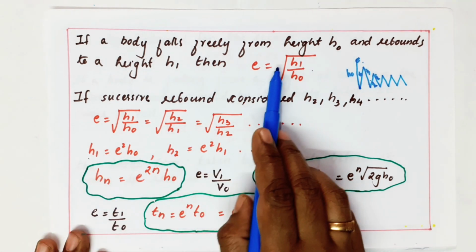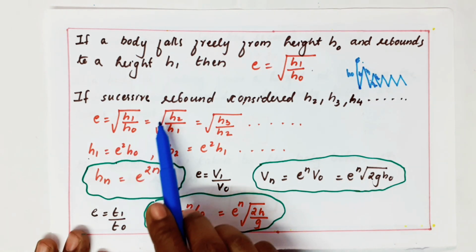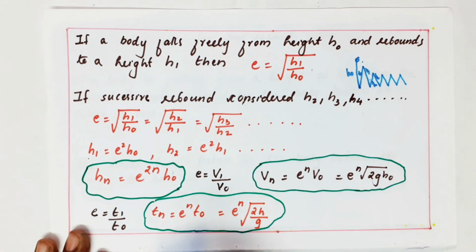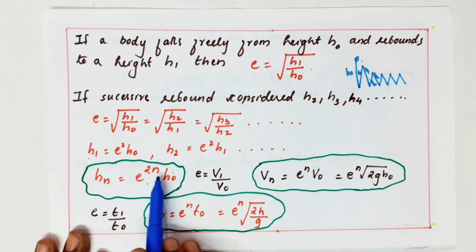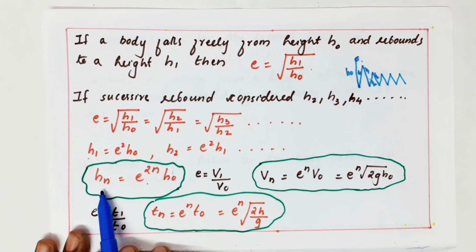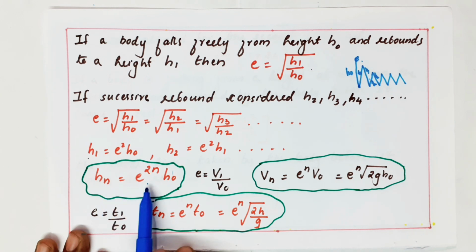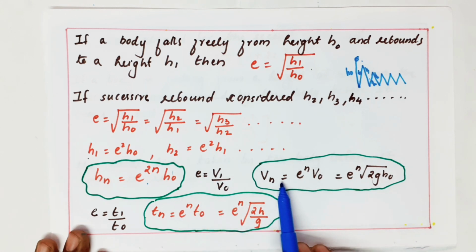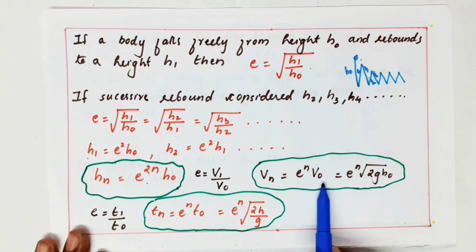If you take h1 from this formula, it is e square h naught. If you take h2 from this formula, it is e square h1. If you substitute that, I can find for the nth rebound, the height gone is hn equals e to the power of 2n times h naught. The height after the nth rebound is e to the power of 2n h naught. In the same way we can calculate velocity. Velocity after the nth rebound is e power n v naught, which you can write as e power n root over 2g h naught.